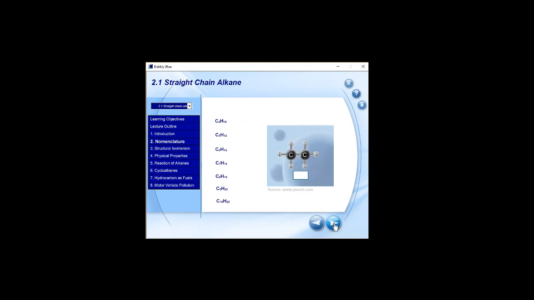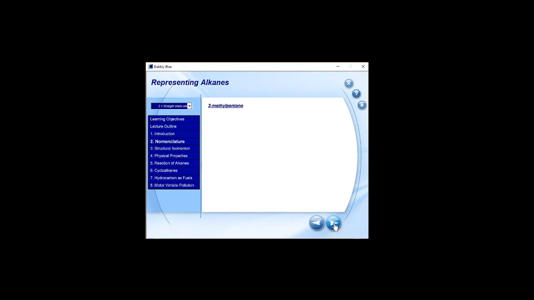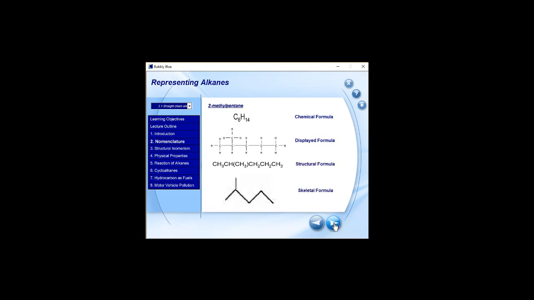From C4 alkanes to C10 alkanes, the names of the alkanes are butane, pentane, hexane, heptane, octane, nonane, and decane. In organic chemistry, we can have different formulas to represent organic structures. For example, chemical formula, displayed formula, structural formula, and skeletal formula. Next, we are going to watch a clip on how to interpret skeletal formula in organic chemistry.